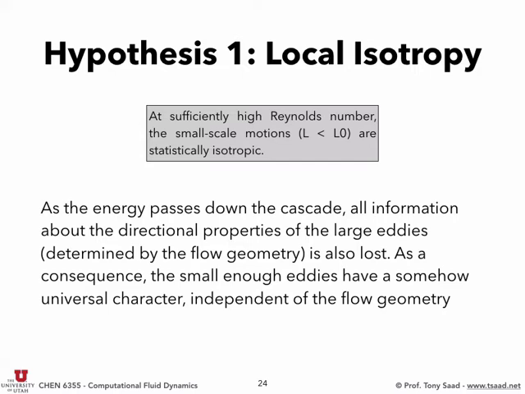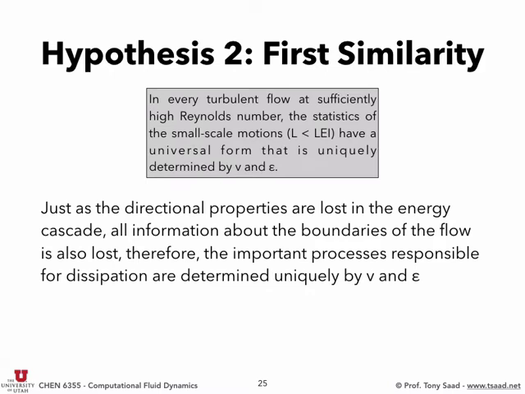Once we find where that universal character is, we can just model it because it's universal. Hypothesis two, called the first similarity hypothesis, says that in every turbulent flow at sufficiently high Reynolds number, the statistics of the small scale motions have a universal form that's uniquely determined by the viscosity and epsilon. Epsilon, we'll learn about in a little bit, is called the dissipation rate.